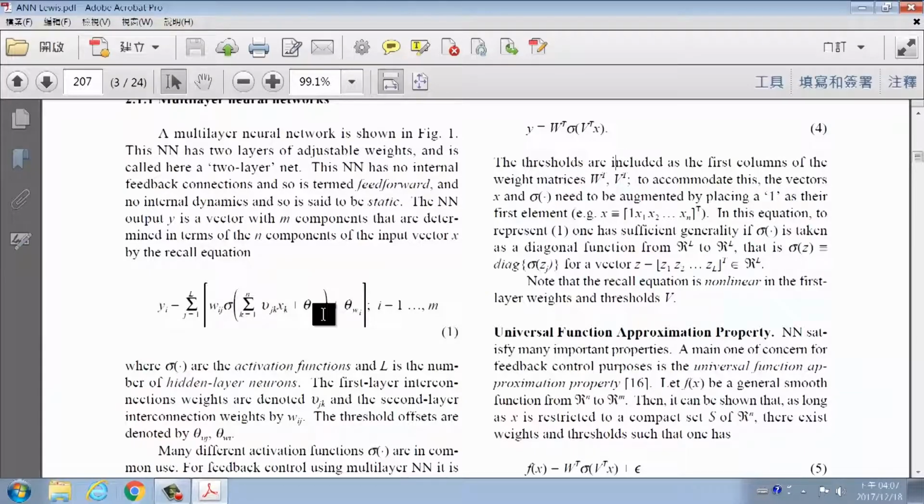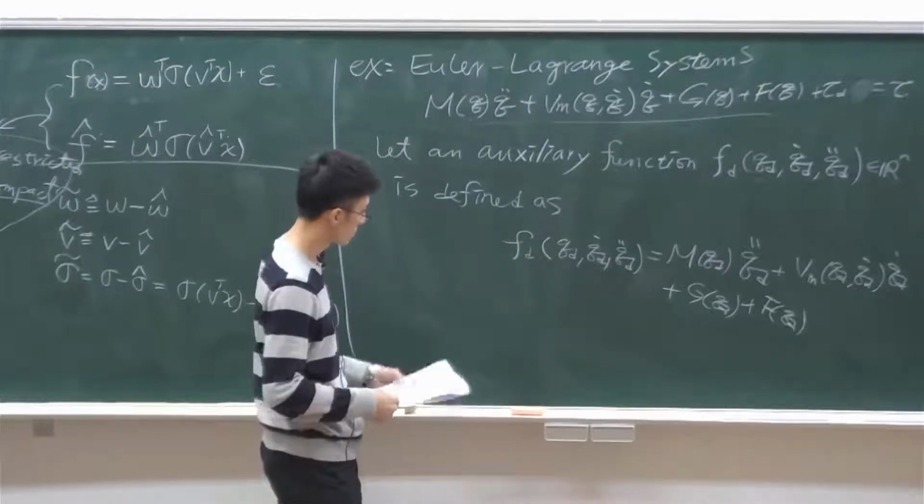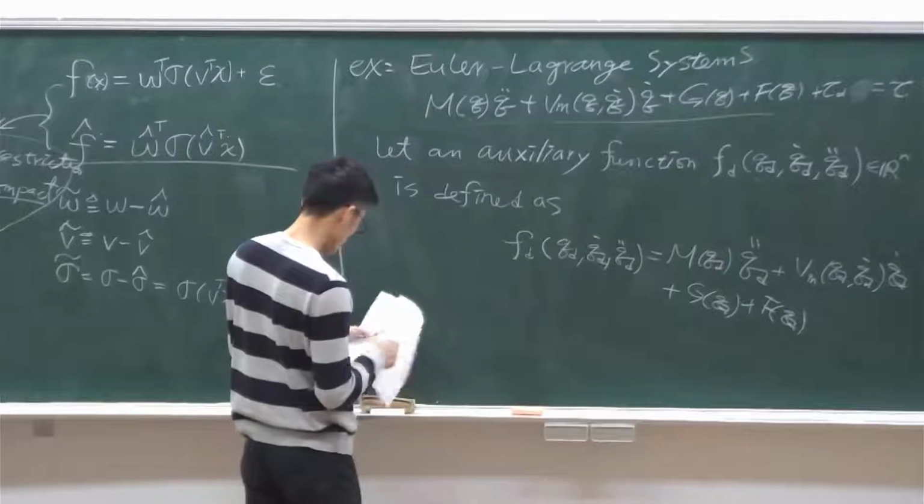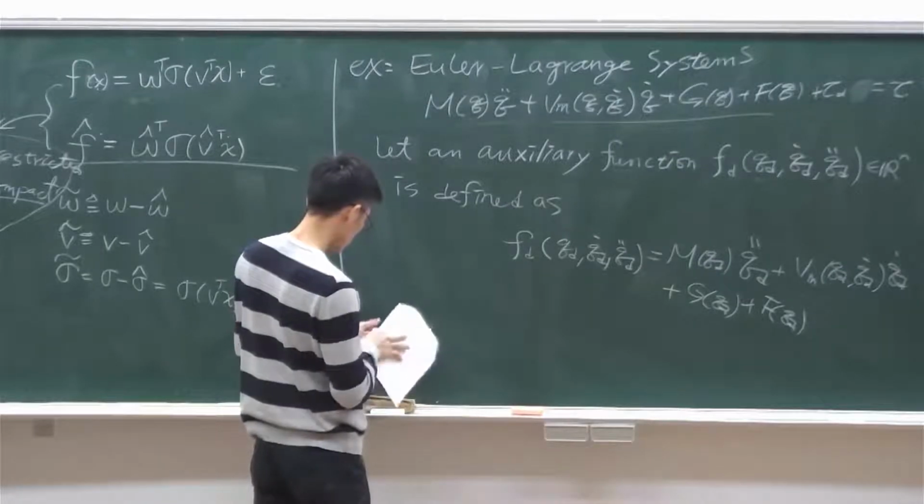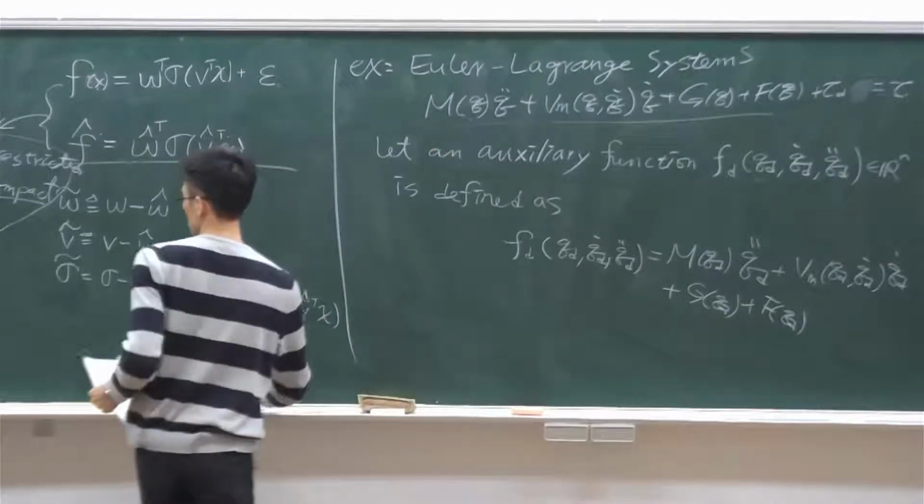Shown that as long as x is restricted to a compact set S of R n, S is a compact set, means that every x has to be in this S set, and if it's in S set, every x is bounded. The input of the neural network has to be bounded. That's why we designed this FD. So with this FD, we can rewrite this dynamics.